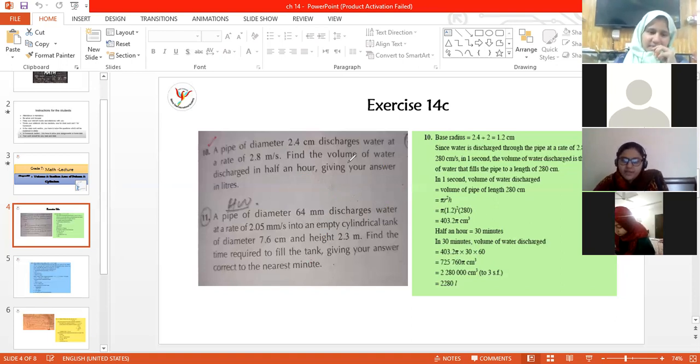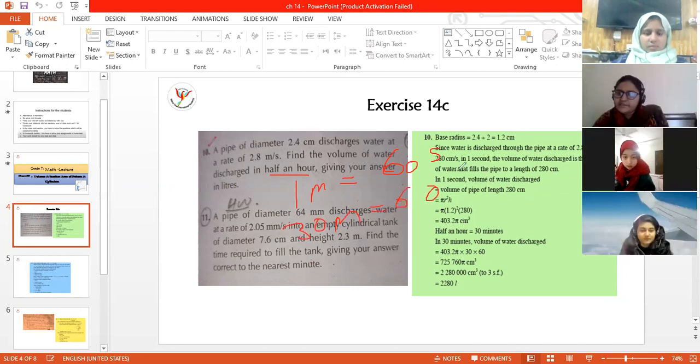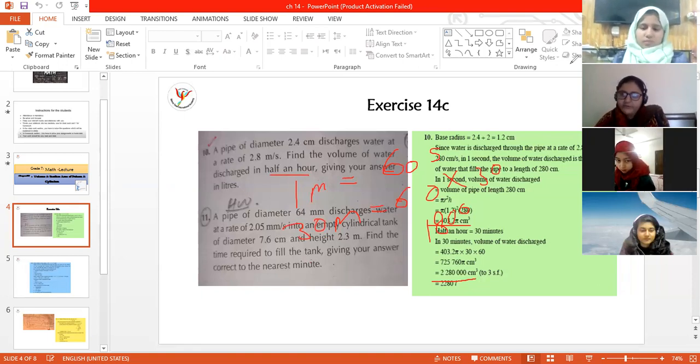Okay, see this. 1 minute is equal to 60 seconds. Half an hour means 30 minutes. Convert it into seconds. The answer will be 60 multiply 30, which is 1800. Whatever the volume of the pipe is, just multiply it by 1800 and you will get your answer, which is 2280000. Clear? Now it's done. Okay, fine.